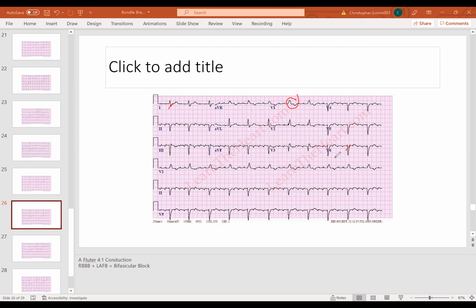So if I have a right bundle branch block, what do I need to do? I need to come over here to lead 2 and look at this. If that is a positive deflection, then great. If it's a negative deflection, which it is because it goes below the baseline, then in that particular case, in addition to our right bundle branch block, we have a left anterior hemiblock. Why do we have a left anterior hemiblock? Because in the presence of a right bundle branch block, you had a negative deflection in lead 2.